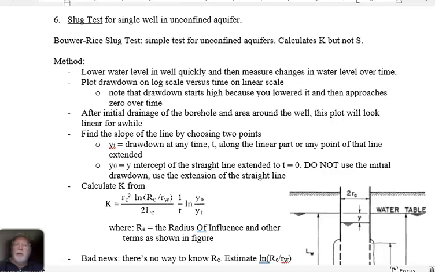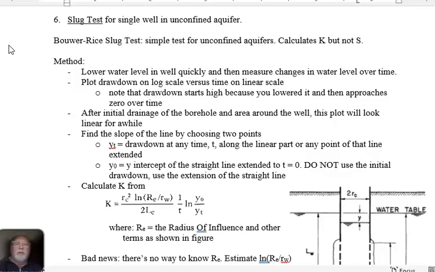The third aquifer test method we're going to go through is the slug test method. This is for a single well in an unconfined aquifer, so it's very convenient to know the hydraulic conductivity right around a monitoring well or something. We did lots of these for underground storage tank sites. So it's for unconfined aquifers, so it calculates the hydraulic conductivity. It does not calculate the storativity.